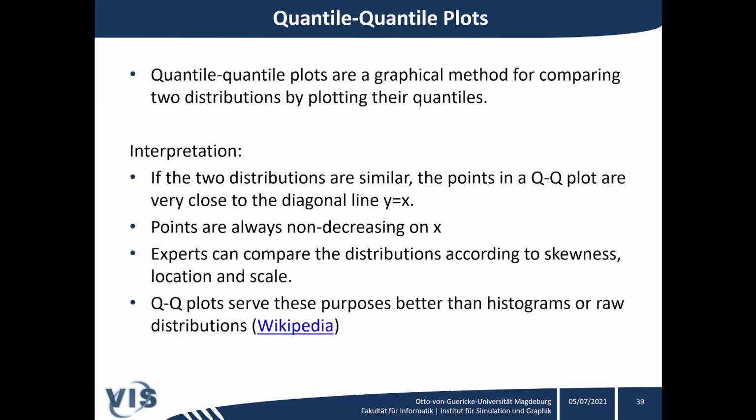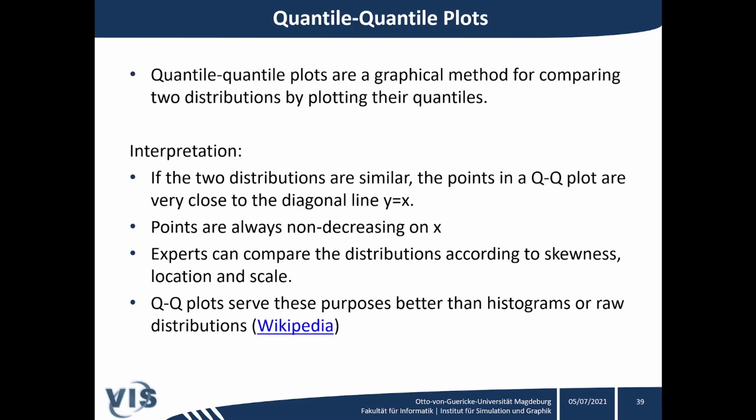Another type of plots are quantile plots. So these are graphical methods for comparing two distributions by plotting their quantiles. They are used to find out whether two datasets come from populations with a common distribution. So a QQ plot is a plot of the quantiles of the first dataset against the quantiles of the second dataset. If the two distributions are similar, the points in the QQ plot are very close to the diagonal line where y is the same as x, where points are always non-decreasing on x.